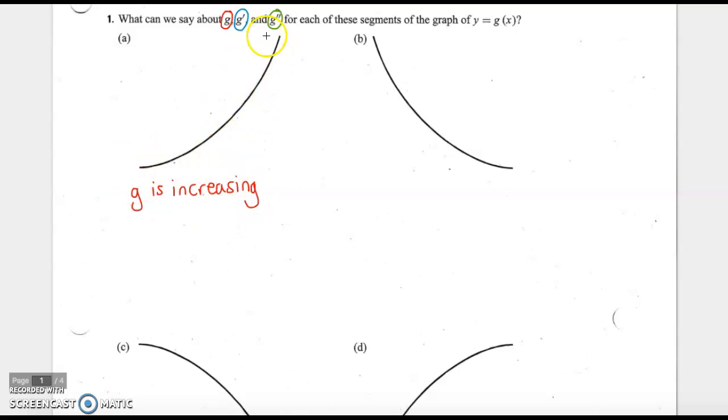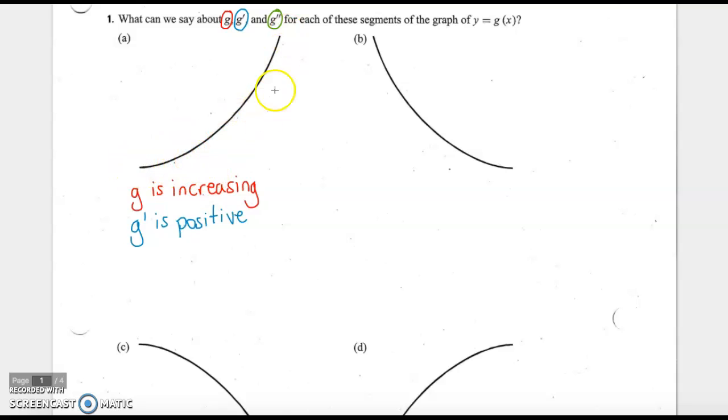And then what does that tell me about my first derivative? My first derivative is the slopes on this graph. What can we confirm about any slope that's on this graph? Well, we can confirm that if my original function is increasing, the slopes of that graph are positive. So g prime is positive. That's one piece of information we can gather from here.